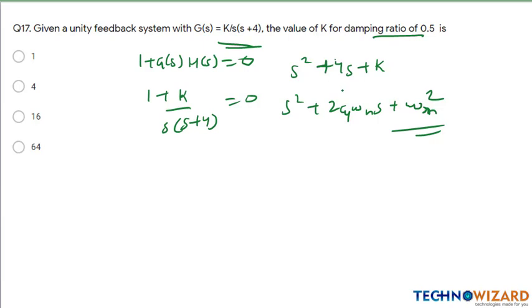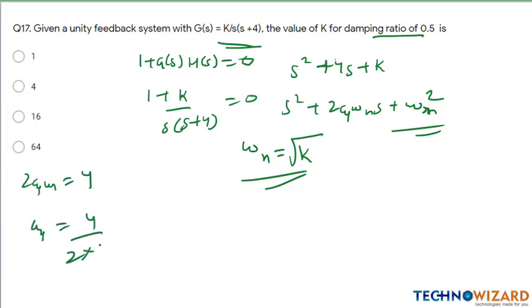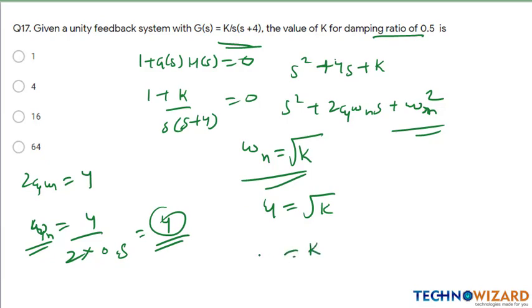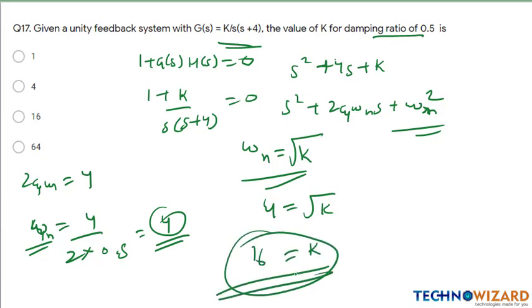Now we have to find the value of k. We know that omega n is equal to root k. Comparing, 2 zeta omega n is equal to 4. Therefore omega n will be 4 upon 2 into zeta. Sorry, from here we can find omega n. Omega n is equal to 4 upon 2 into 0.5, which is equal to 4. Omega n is coming out to be 4. Therefore 4 is equal to root k. K is equal to 16. This is how we can find the value of k in the given question.